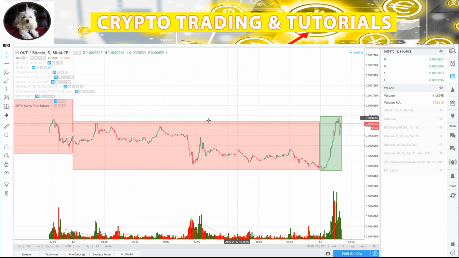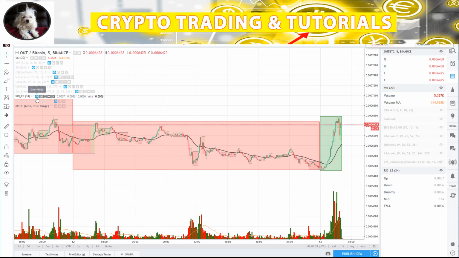It's a range. Now, of course, you could get this by just not having this indicator on, and just being able to read support and resistance, right? Of course you could get this. Let me turn this off.